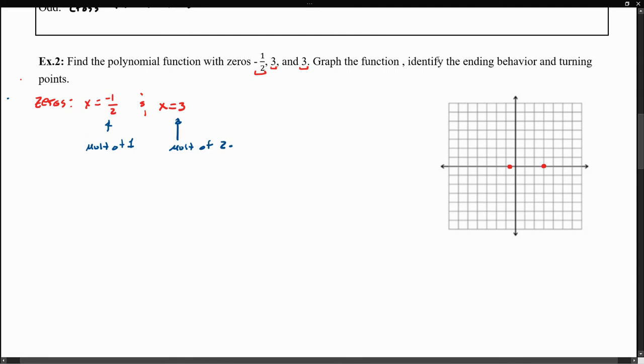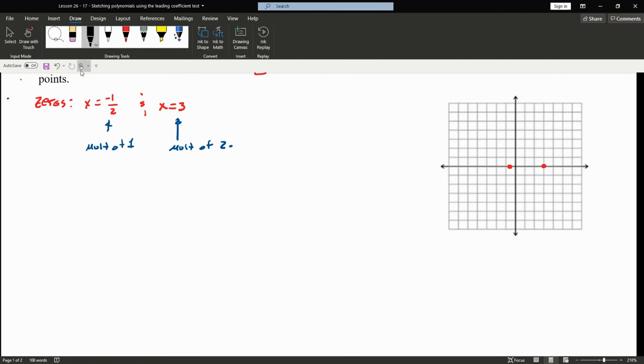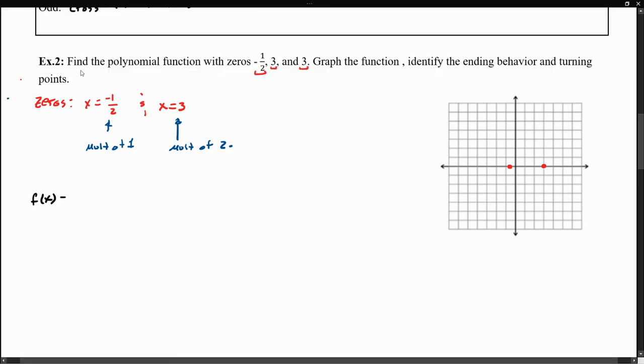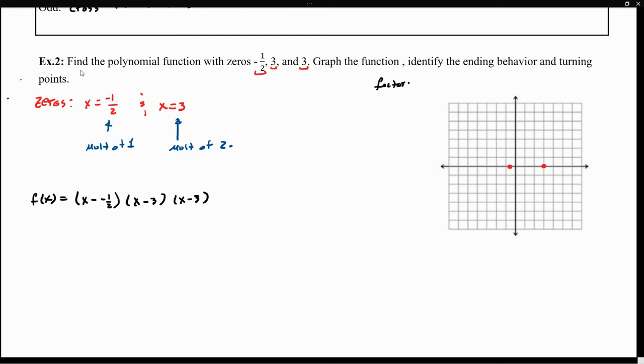And how are we going to identify the end behaviors? Well, we need to define our function. But since I know that those are my solutions, then I know that my function is going to be defined as x minus -1/2 and x minus 3 and x minus 3. Because remember that the factor is always of the form x minus the root.